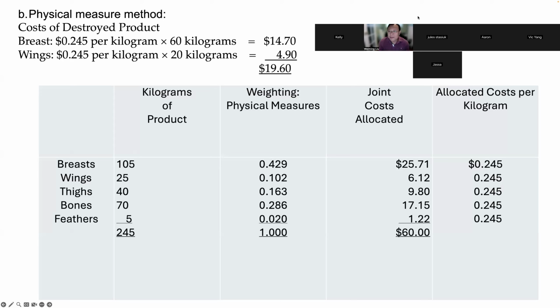If you use 0.245, the cost per kilogram, multiplied by the total weight, which is 245, you get $60.02. That's consistent with the $60 here.